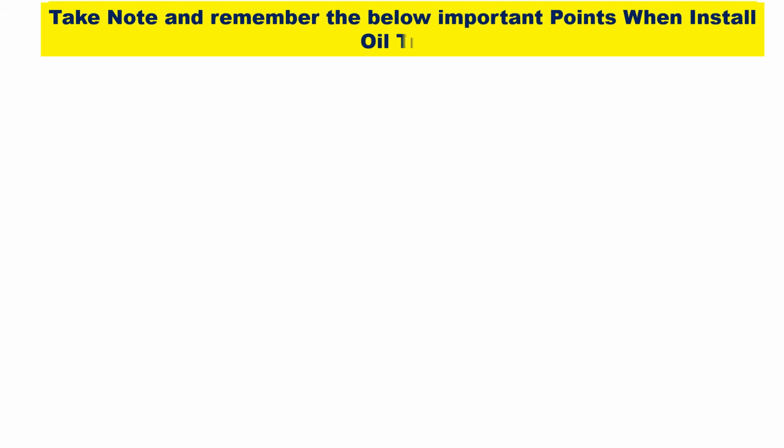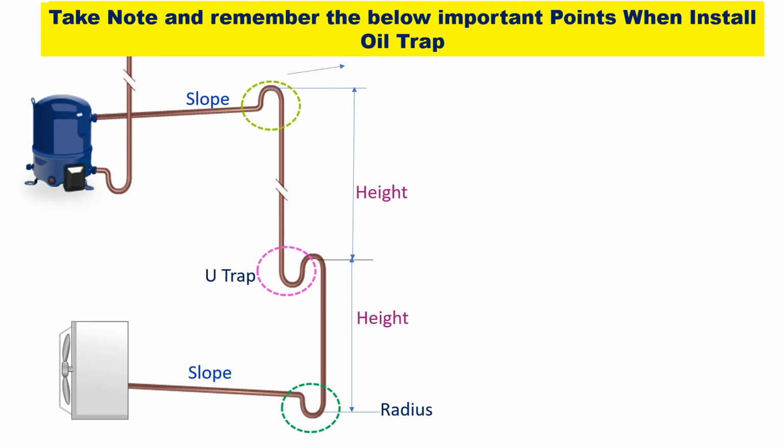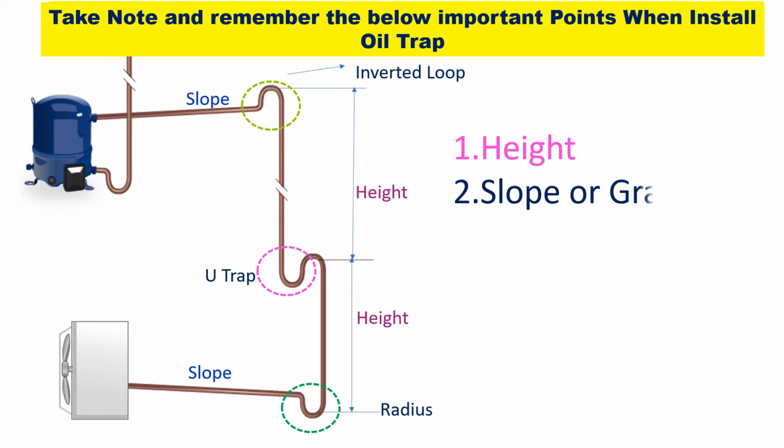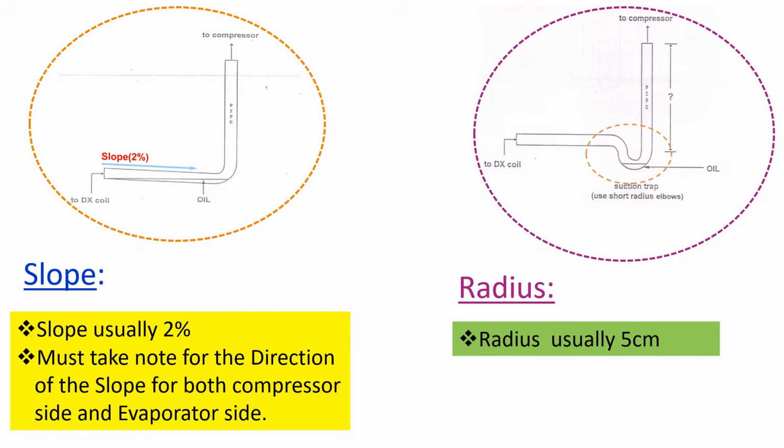Take note, and consider the following important points when sizing and installing an oil trap. 1. Height requirement. 2. Slope, or gradient. 3. Radius. 4. Oil trap. 5. Inverted oil trap, and to know where it is required.